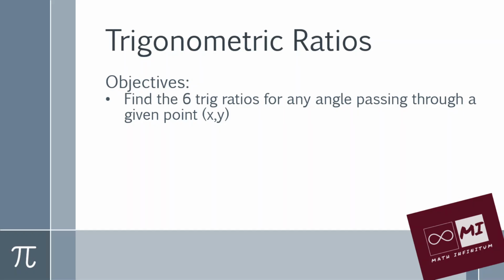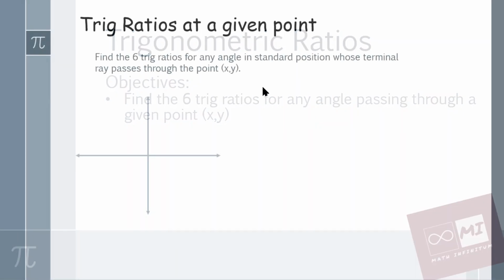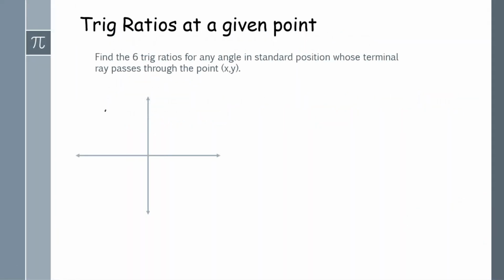So let's take a look at our coordinate plane and pick any point. So we're just going to call this point x, y. And what we're trying to find is, if there was a ray passing through that point that created this angle, we want to know what the sine and the cosine value at that angle are.